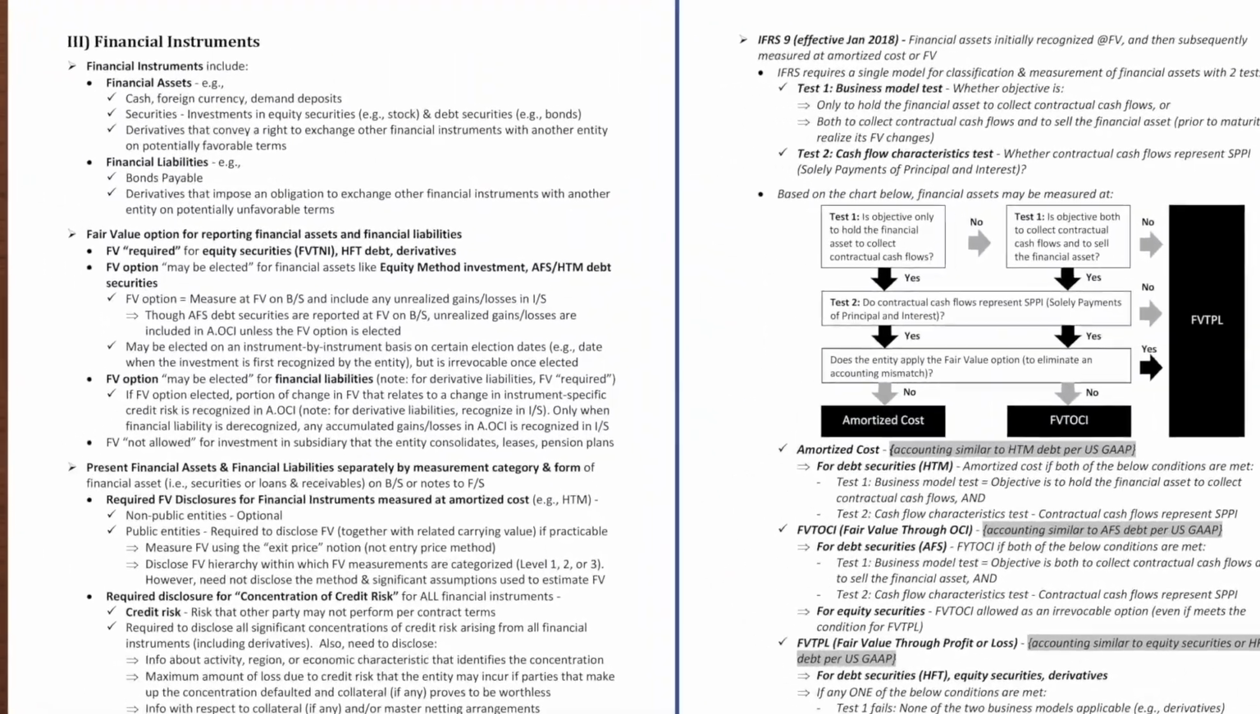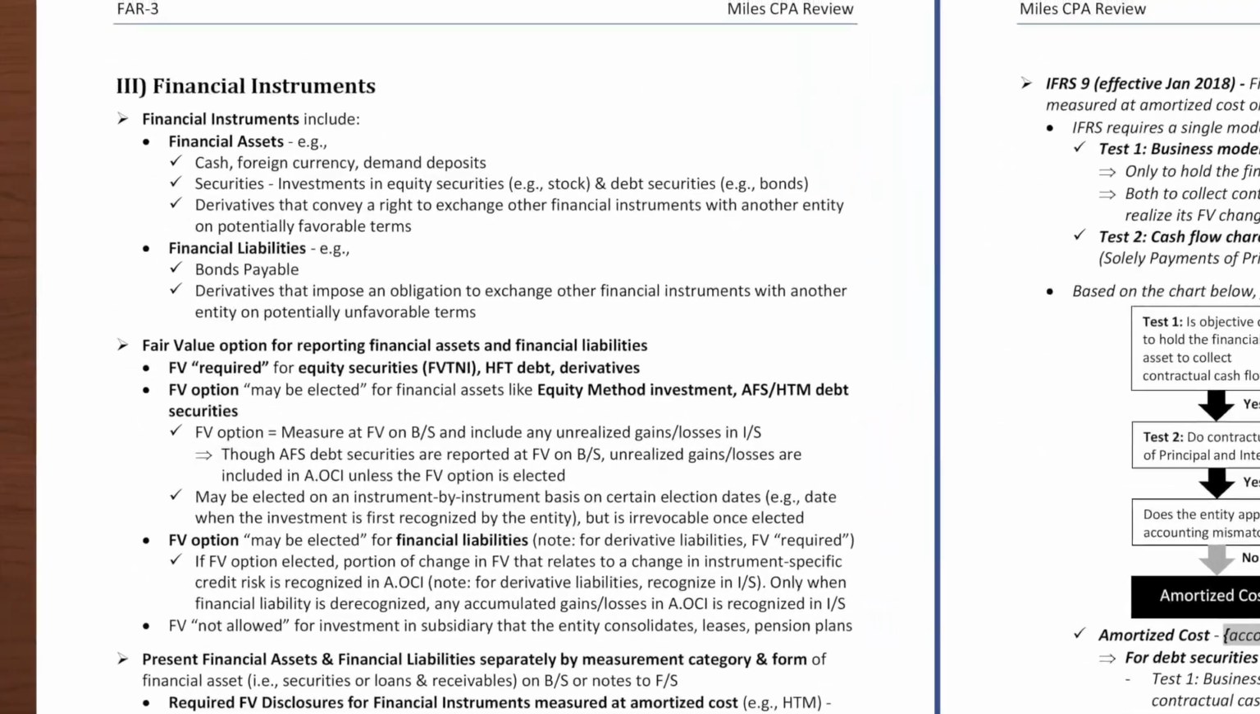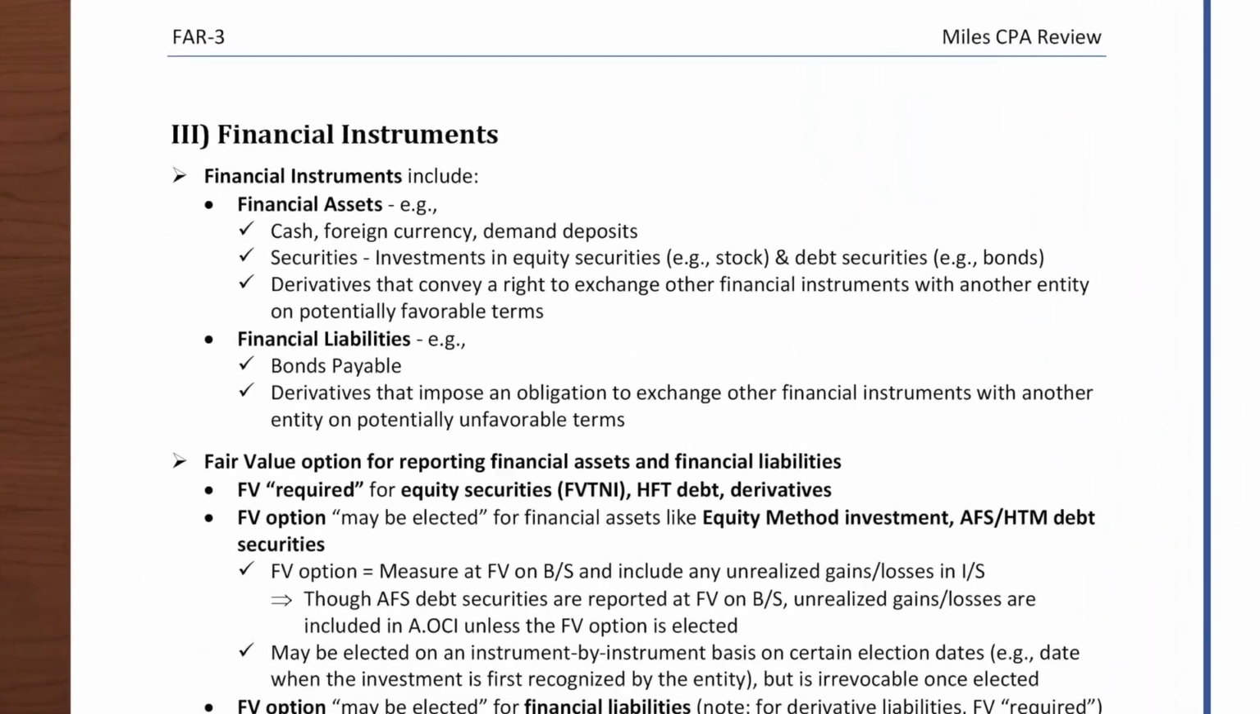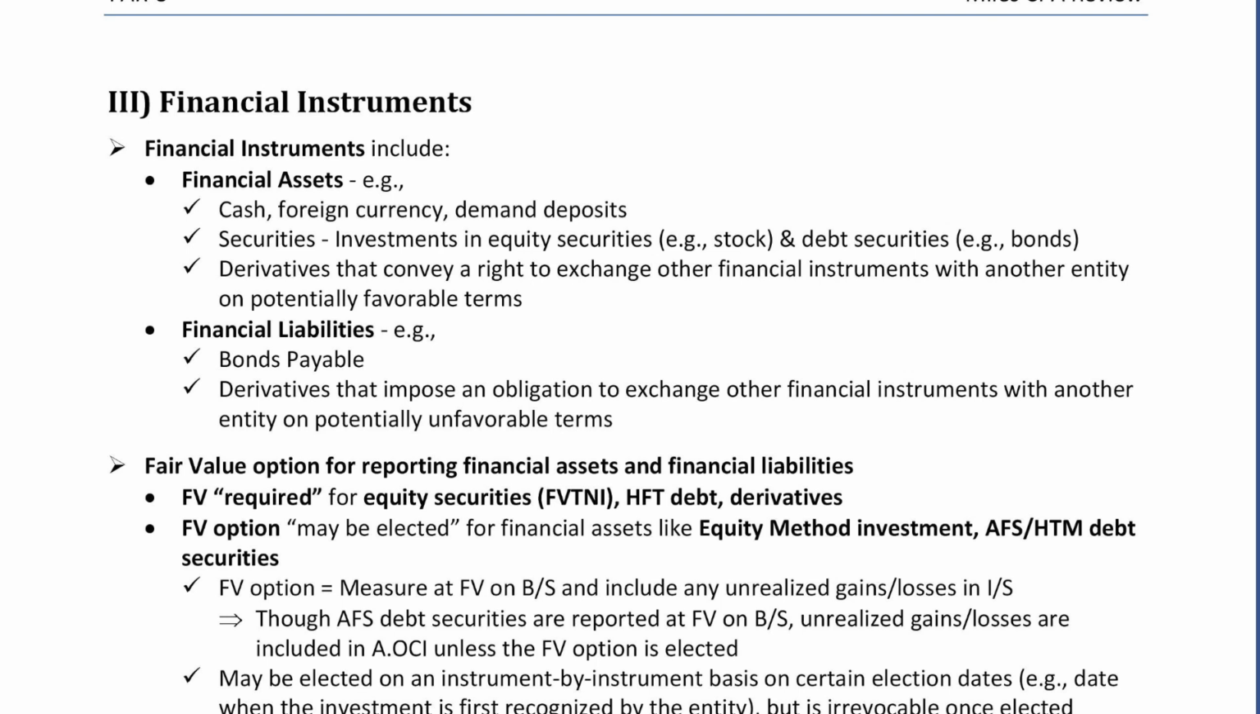Turn back to page 12. We'll be looking at financial instruments, which include financial assets as well as financial liabilities. Examples of financial assets are highlight cash, highlight securities, and we've already spent a lot of time talking about investments in equity securities, stocks, as well as investments in debt securities like bonds. Financial assets could also be highlight derivatives, basically right to receive something, favorable derivatives.